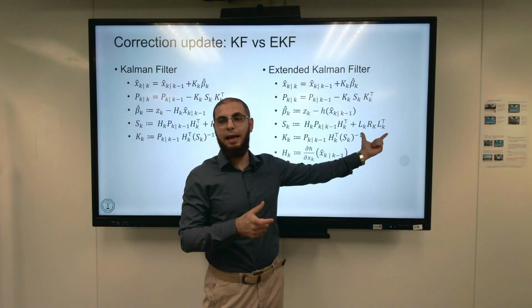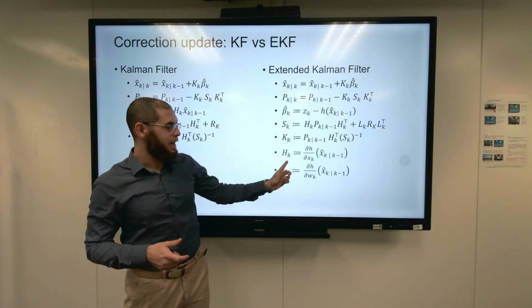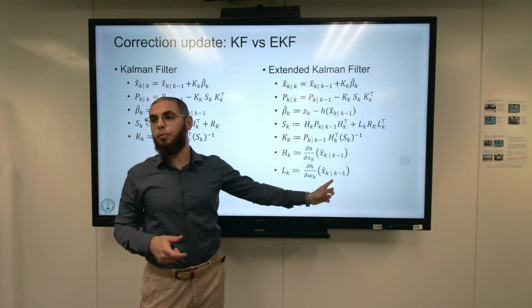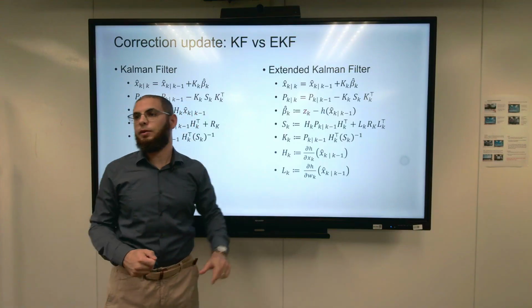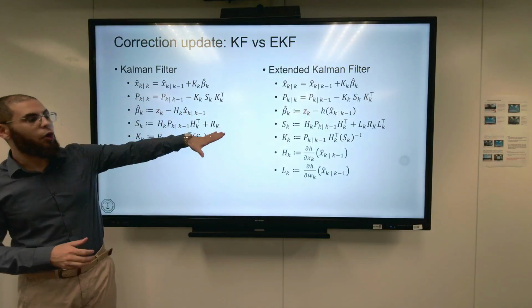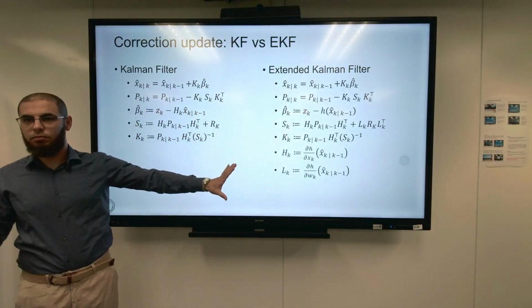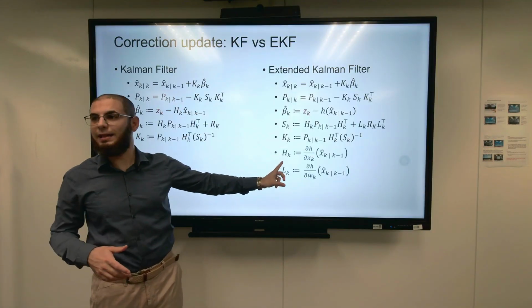Okay, we use here the L. What is now the H and the L? Now they are just the Jacobian of another function, which is the H function, with respect to X and with respect to W. Okay, so you see the only thing that changed here. So that's that we introduced two new ones, the H and the L.